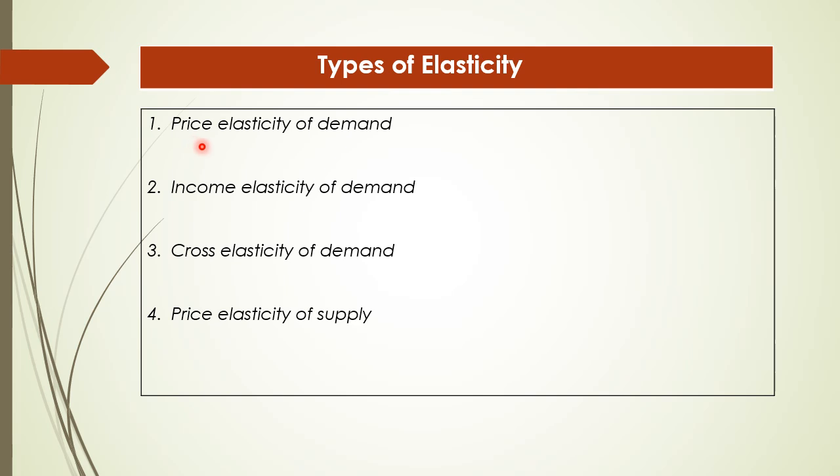There are four types of elasticity. First, price elasticity of demand. Second, income elasticity of demand. Third, cross elasticity of demand. And lastly, price elasticity of supply.